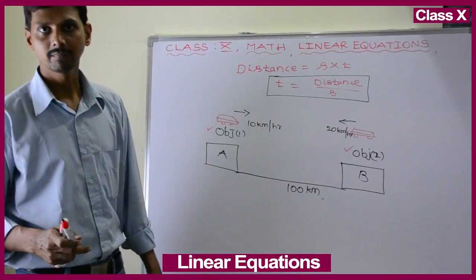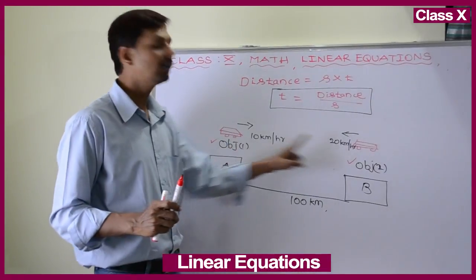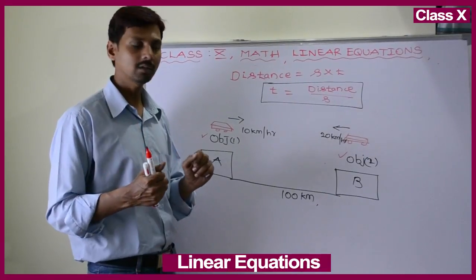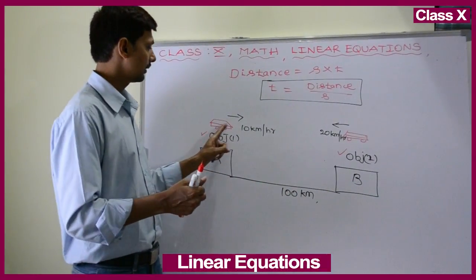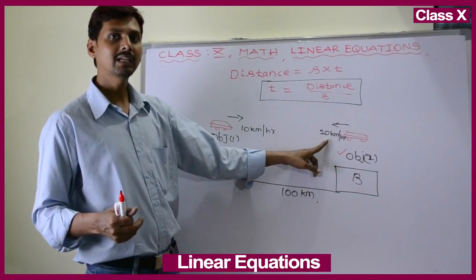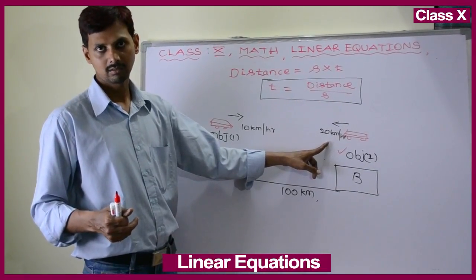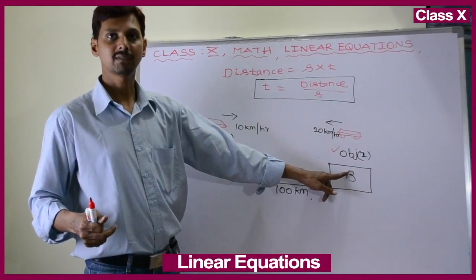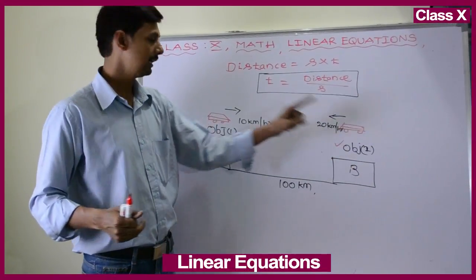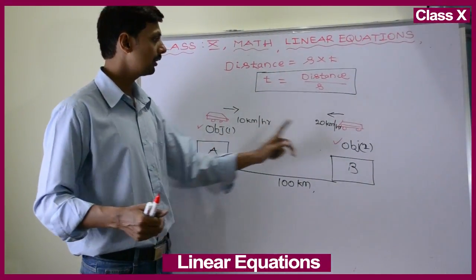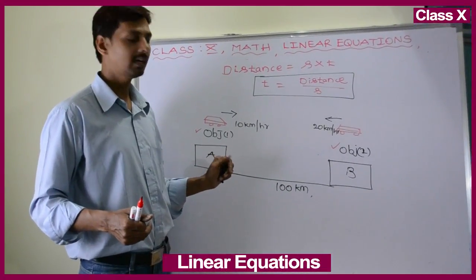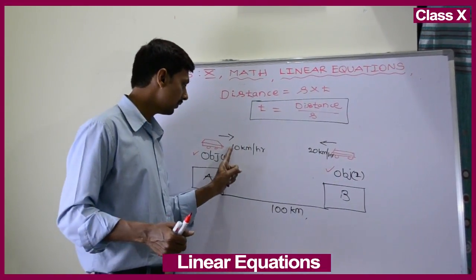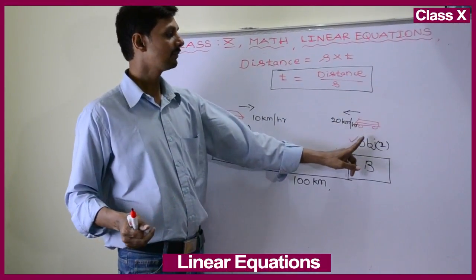So we need to find out at what point of time these 2 cars will meet, they cross each other, if they started from point A and point B at the same time. Let us recall again: at what point of time do these 2 cars meet each other when they start from point A and point B at the same time with the speeds of 10 km per hour and 20 km per hour respectively.